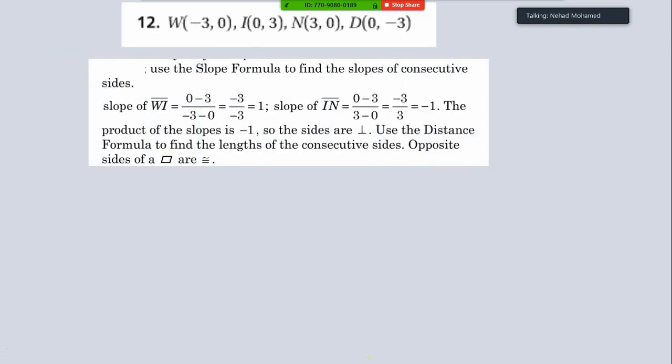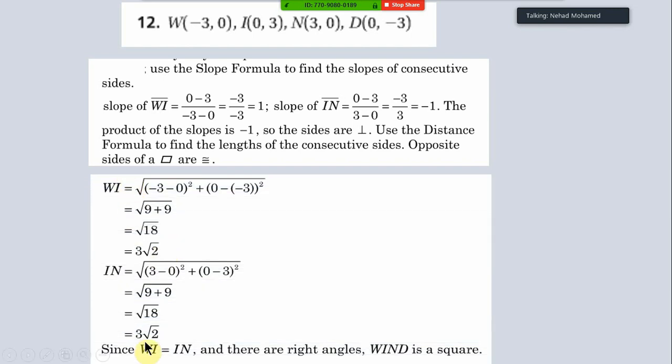The other one: the slope of the first is 1 and the slope of the second is negative 1. Their product is negative 1, so they are perpendicular. Then the shape is, until now, a rectangle. Check, is it a rhombus or not? 3 root 2, 3 root 2, rhombus. Rhombus and rectangle, it will be a square. Yes, we said that before: if the parallelogram is a rhombus and a rectangle, it will be a square.